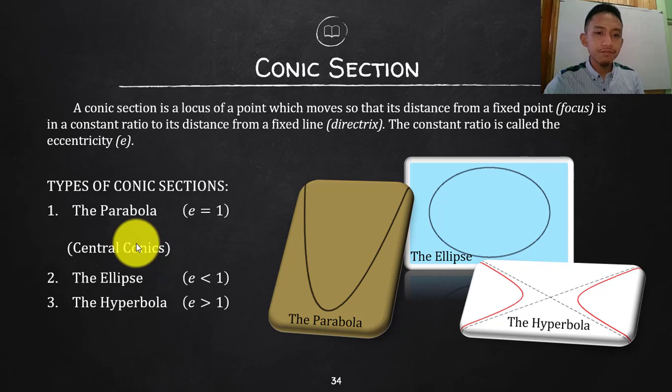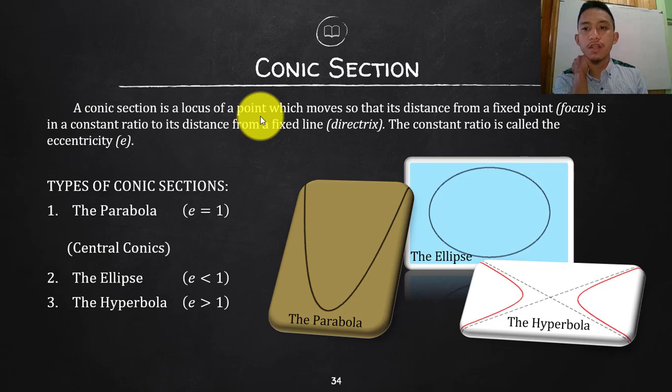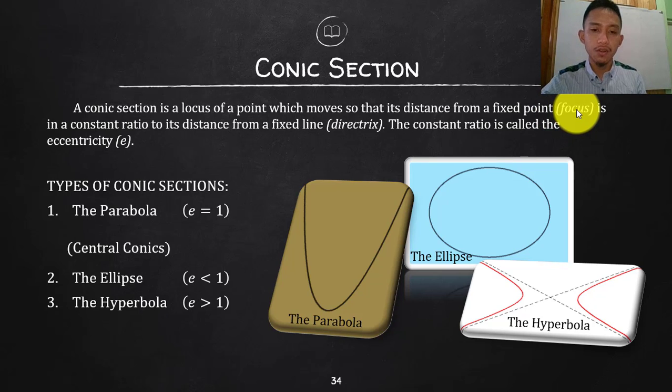So again, we have a conic section here since we are defining it based on the ratio of the distance of any point on the curve from the focus and from the directrix. A fixed line is the directrix, a fixed point is the focus.